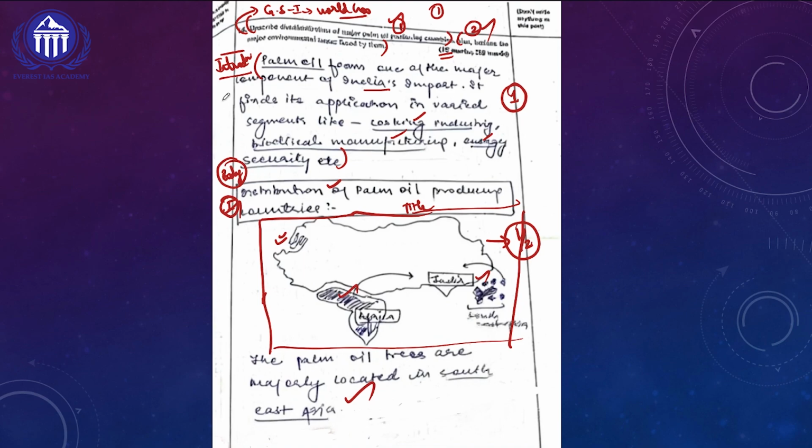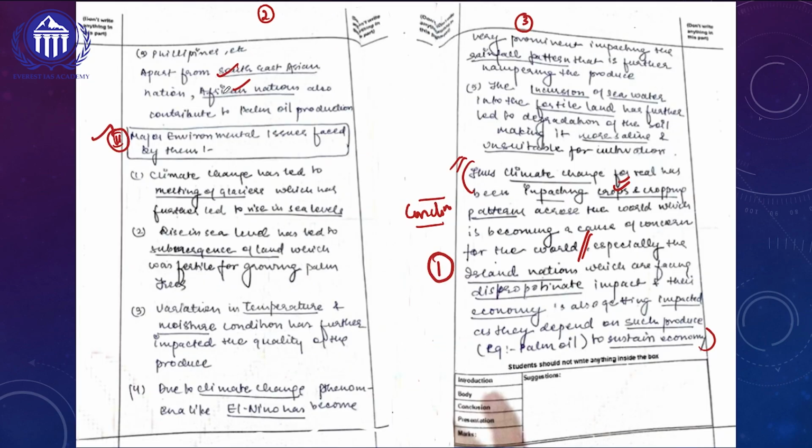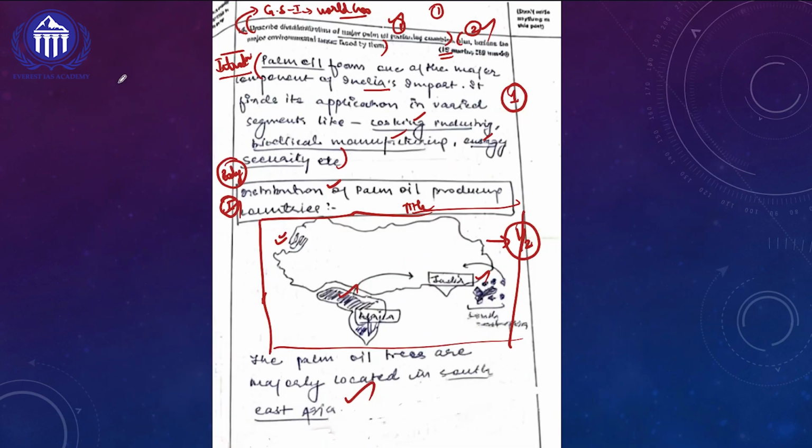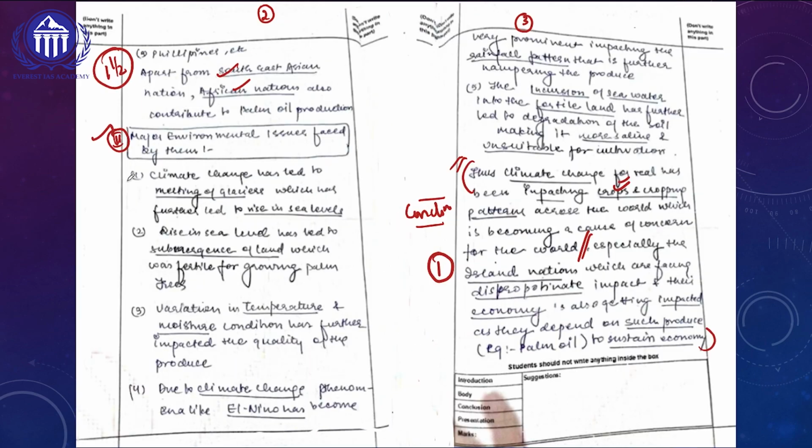So overall, she has talked about Southeast Asia, Philippines, then African nations. So almost three countries she has located. So she will be getting 1.5 marks for that. And the diagram also fetched her an extra half a mark. Let's go into the second part of the answer.